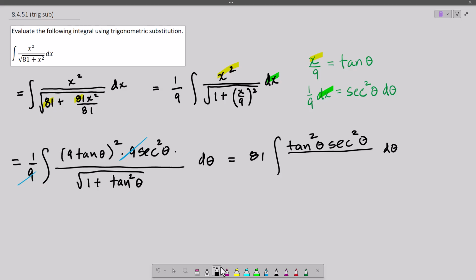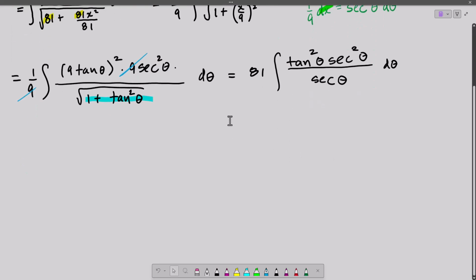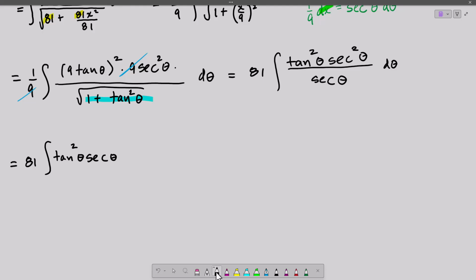And down below, this 1 plus tan squared, that turns into a secant squared, and the square root of secant squared is secant. Again, there's a little caveat there that the square root of secant squared is only secant if secant is a positive value. We're going to assume that that's the case. Otherwise, they would tell us. They would let us know that there were shenanigans to pay attention to, but they didn't, so we won't. So we end up with tangent squared of theta multiplied by secant of theta.